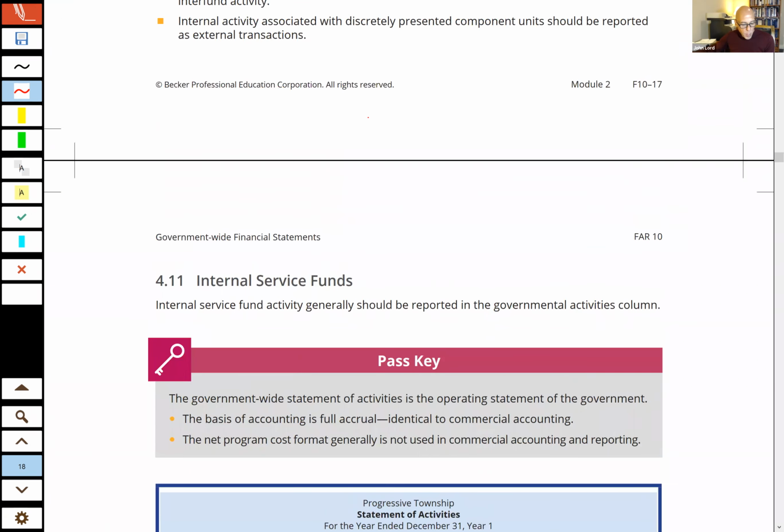And sorry guys, I forgot to put something in here. We have operating grants and capital grants. Charge for services are exchange revenue. Okay, that's exchange revenue. Charge for service is an exchange revenue because you pay a fee.